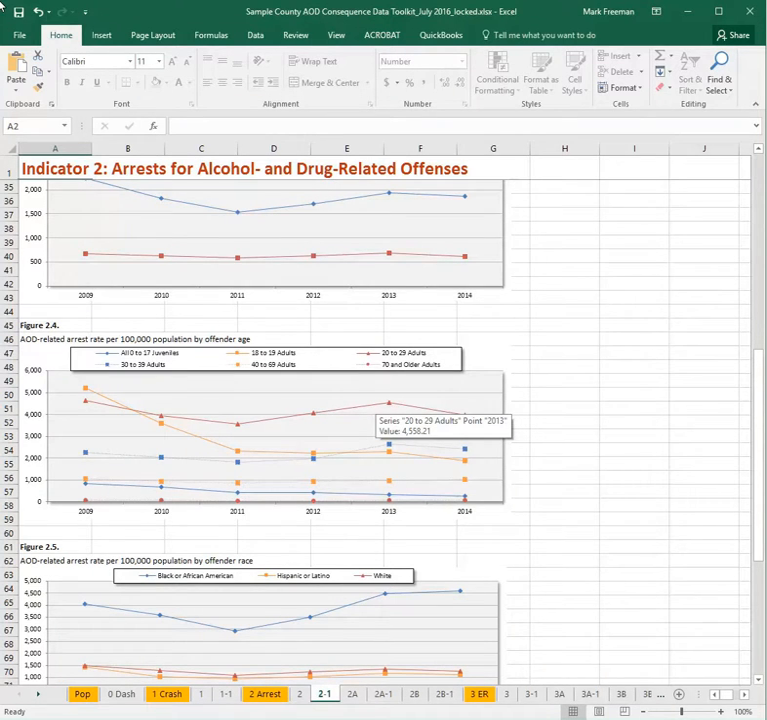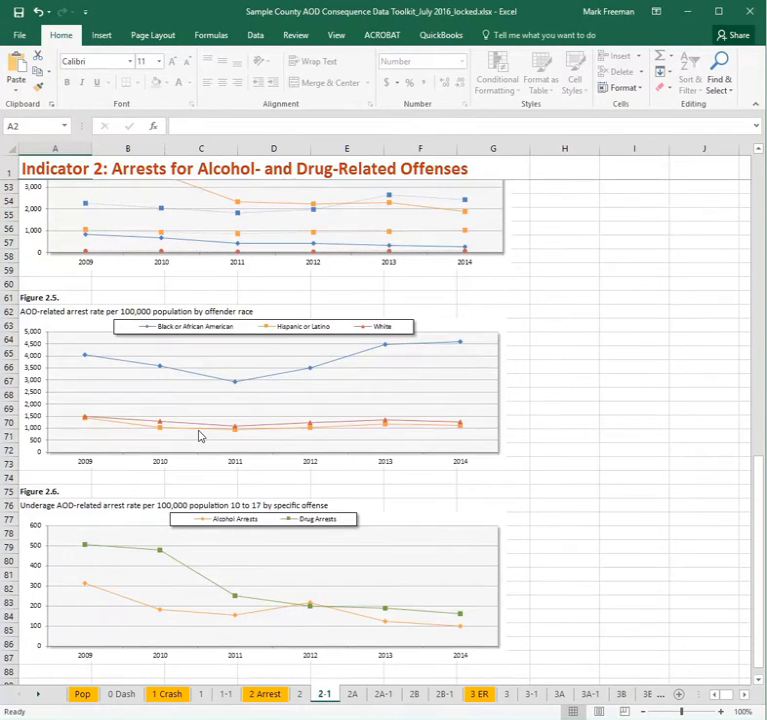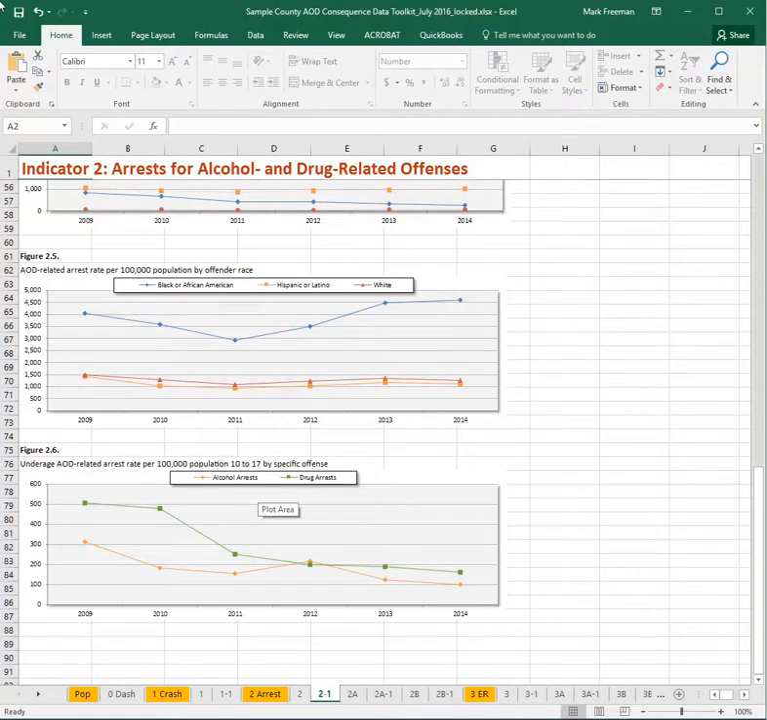And then you can see 18 to 19-year-olds had higher rates, but then they decreased, and maybe the 20 to 29-year-olds had the highest rate overall for more years. And then you can compare each of them visually to see what is happening in your county.